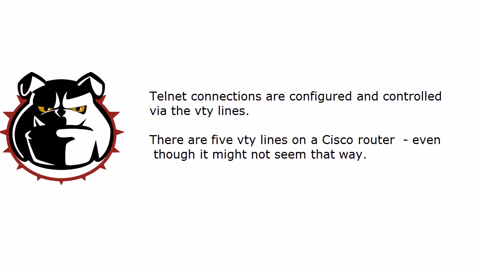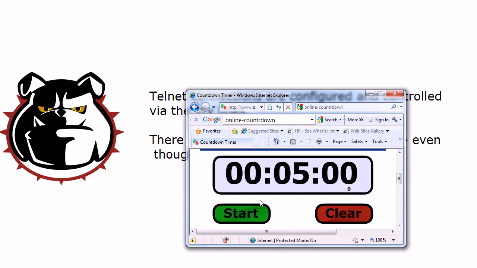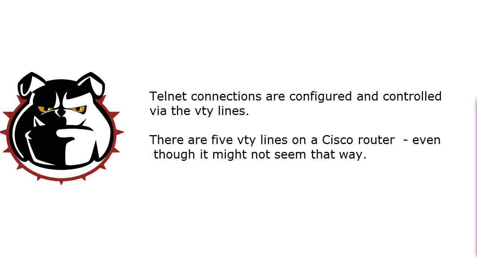Because one thing, of course, we've got to know is where to configure the Telnet connections to begin with. And that's going to be on our VTY lines, which appear near the end of the config. Now, there are 5 VTY lines on a Cisco router, even though it might not seem that way. Let me go ahead and hit our clock here. Cheated there a little bit.